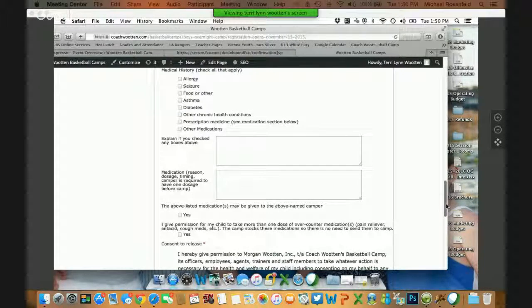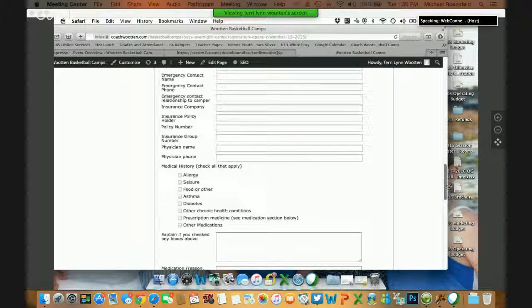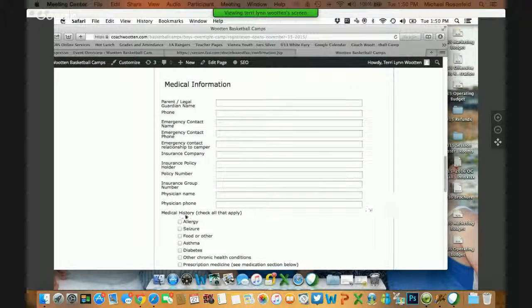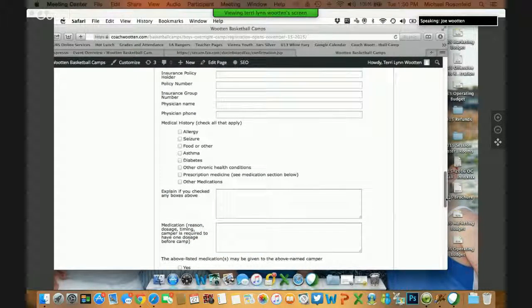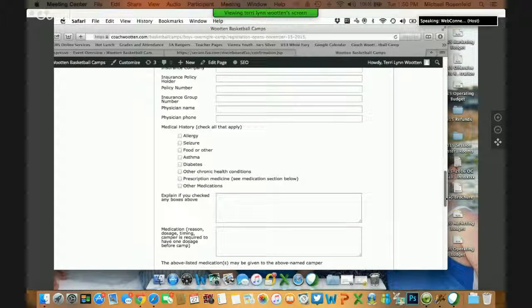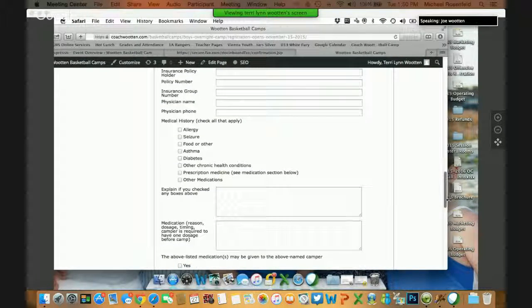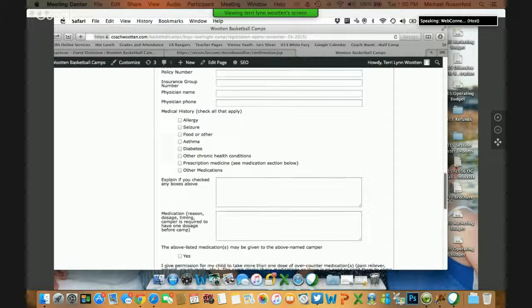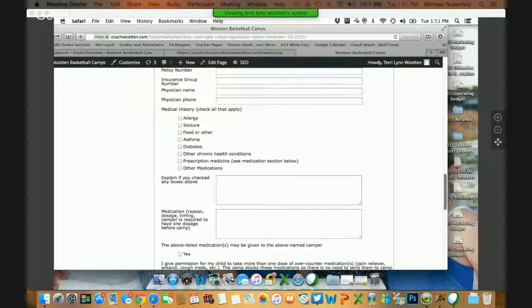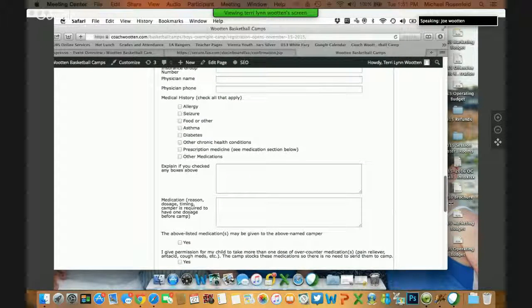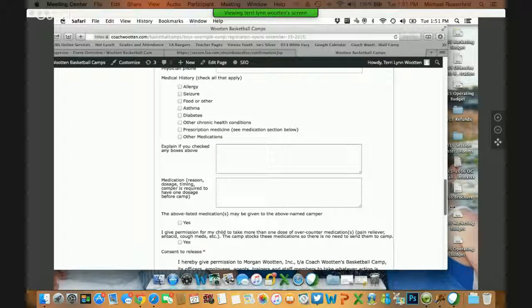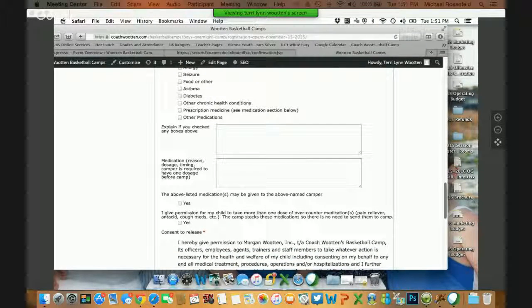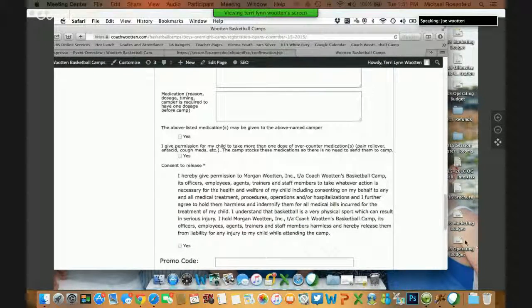All right, so let's go up a little bit. So medical history is really not required. Explain the box below it. Explain is not required because it may not be. Medication's not required. And then the above listed medications may be given to the above named camper, if applicable. Then yes, that would be required. I give permission for my child to take more than one dose. Okay, I get that. Consent to release, let me see what that looks like. Is there a checkbox underneath it? Yes. Okay, that's good.